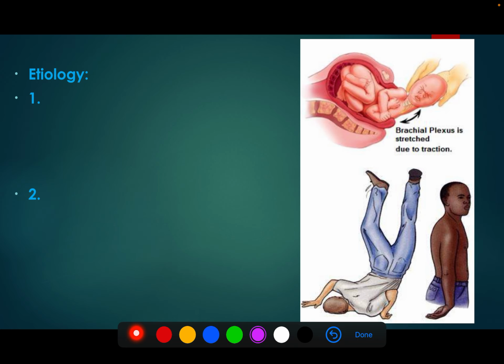So the etiologies are, number 1, vacuum delivery, right? That you can see here, right? So we can use the vacuum to pull the head of this baby, right?